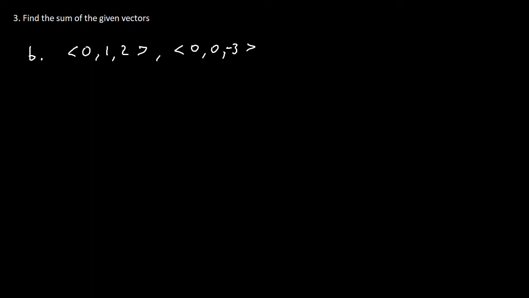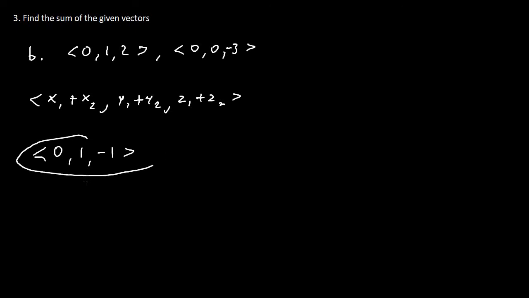So let's say for b we just have to find the sum of 0, 1, 2 and 0, 0, negative 3. So once again the formula. Now notice we have x, y, and z components. So we're just going to take x1 plus x2, comma y1 plus y2, comma z1 plus z2, and that will give us the resultant vector. So first take 0 plus 0, so obviously that will give us 0, and then we'll get 1 plus 0, which is 1, and then 2 plus a negative 3, or 2 minus 3, which will give us negative 1. So that is the resultant vector.